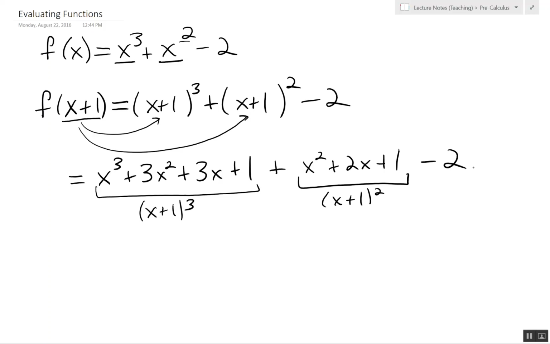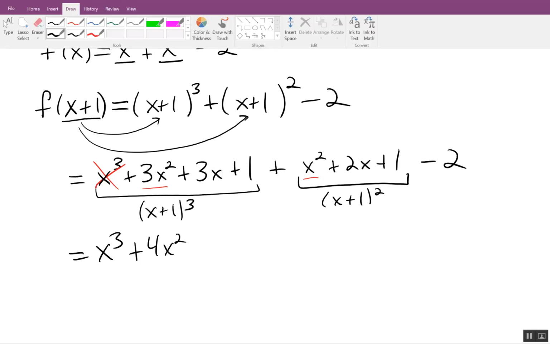And then all we have to do now is combine like terms. So there's only one x cubed. I usually mark these off, so I have used that term. We have 3x squared and an x squared. So I'm going to combine those and get a 4x squared. And we'll mark those off now. That is being completed.